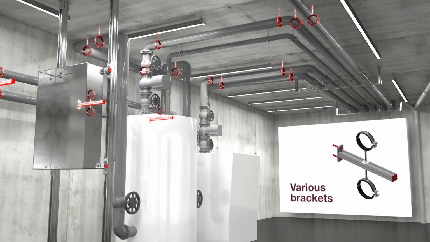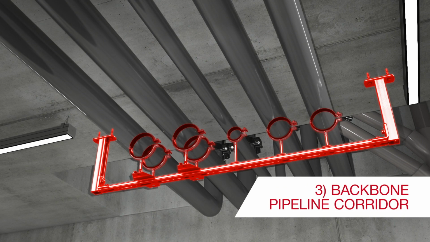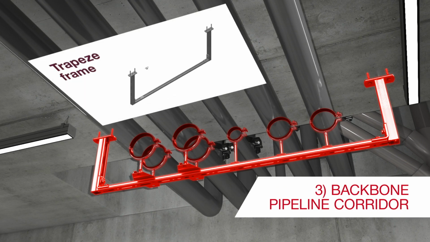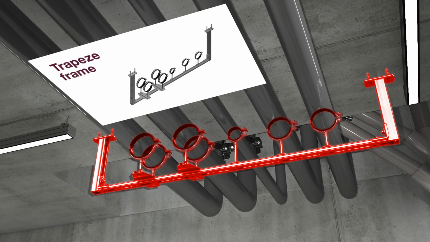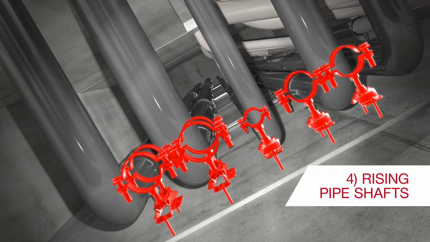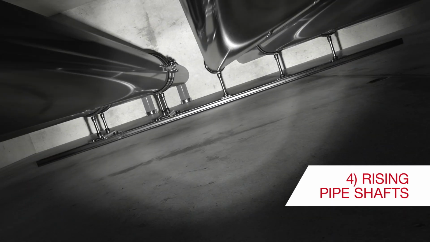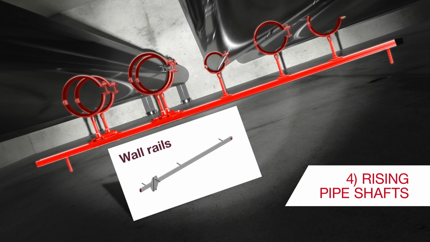Pipes then exit the plant room into the third phase, the backbone pipeline corridor. Here, pipes are typically supported on a common pipe support, in this case a trapeze frame. In the fourth phase, pipes go up through the building in a rising shaft. Here, the weight of the pipes is supported by fixed points. Common pipe supports in the shaft are usually wall rails.